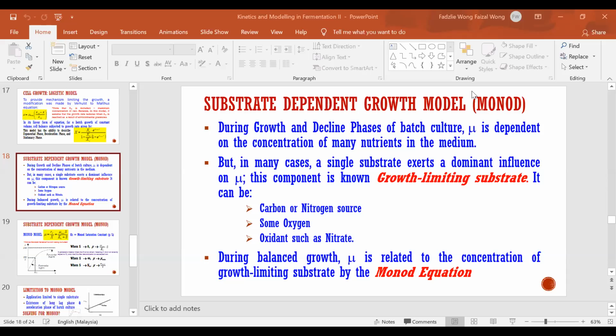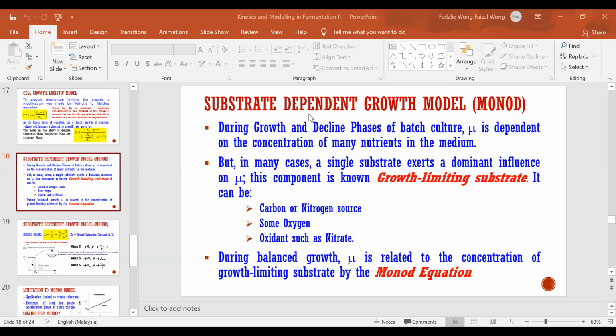And now we come to the third growth model, which is probably the most popular one, known as the Monod model, right? So for this model, it's called the substrate dependent growth model. Yeah, I think from the name itself, you can probably predict that this model will take into account the element of substrate dependence, right?